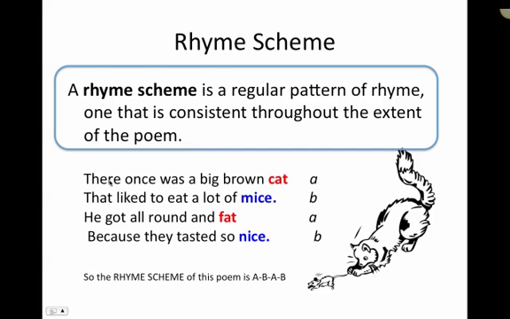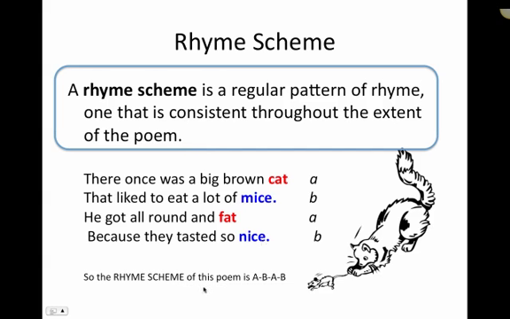Let me read this poem to you and see if you can notice a pattern. There once was a big brown cat that liked to eat a lot of mice. He got all round and fat because they tasted so nice. So you may have noticed that the ends of these sentences alternate with rhyming words. Cat rhymes with fat, and mice rhymes with nice.